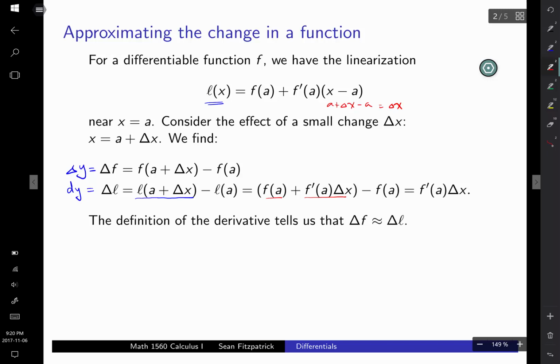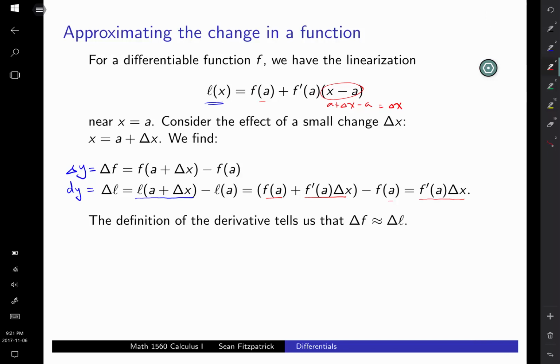We're adding that f of a. What do we get when x equals a? Well, at L of a, when x equals a, this is just 0. So L of a is just f of a. That makes sense, right? The original graph and the tangent line agree at that point; that's the point where they intersect. So we just get the derivative times the change in x. That's the change that we get if we stick to the tangent line.